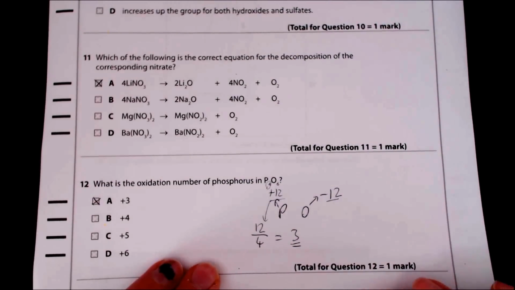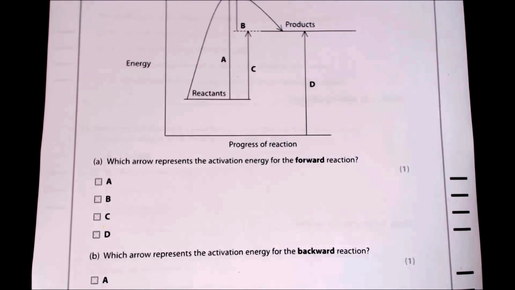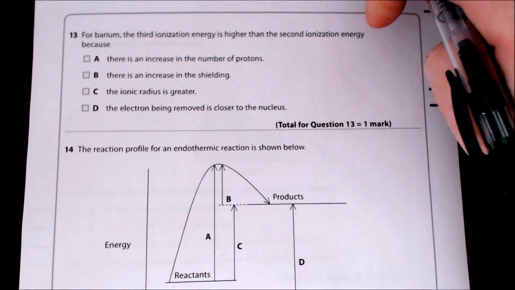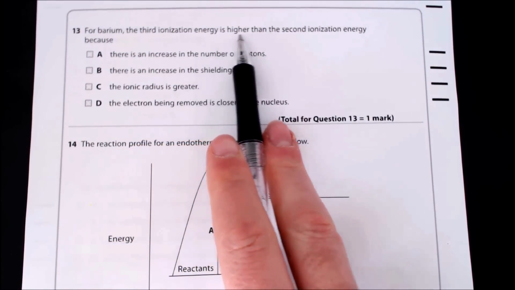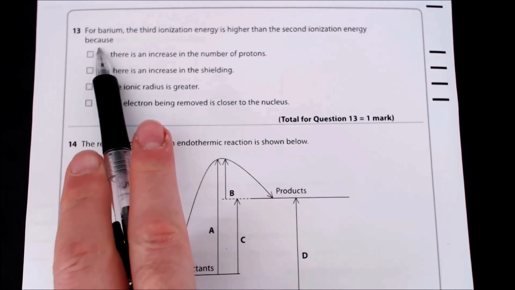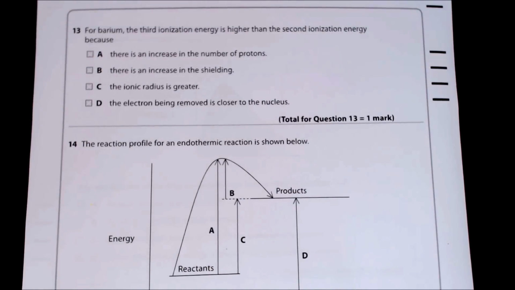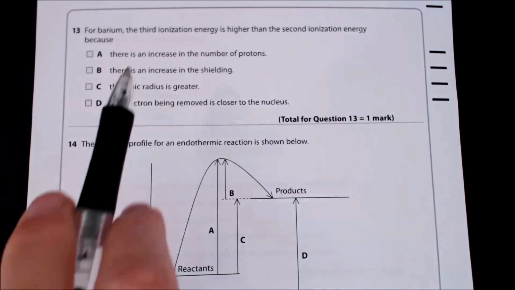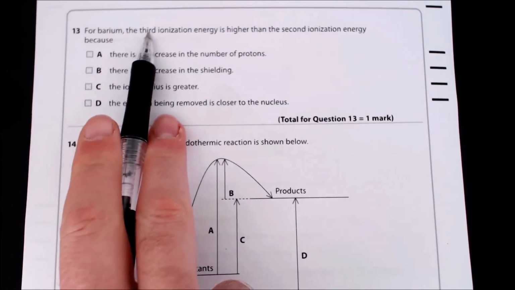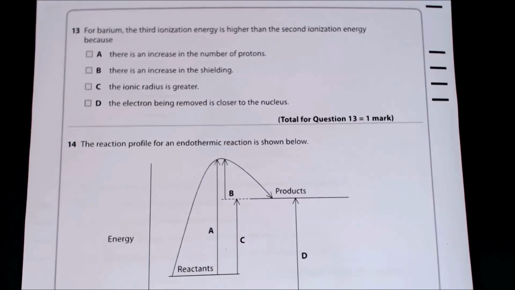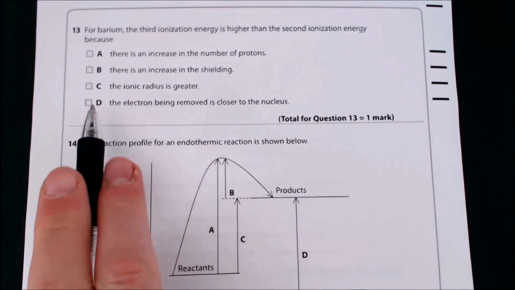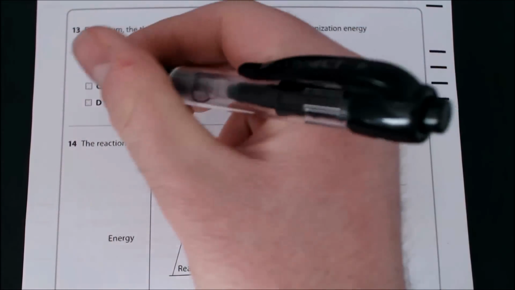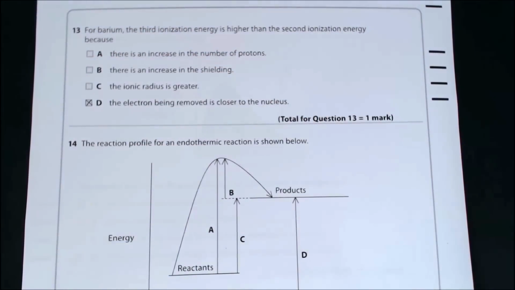Okay. Right, on to the next one. Question 13. It says for barium, the third ionization energy is higher than the second ionization energy. The reason for this is that the third electron they're trying to remove must be closer to the nucleus. We've got this attractive force between the nucleus and the electron. So the answer for this one is actually going to be D, because we are removing it from closer to the nucleus.